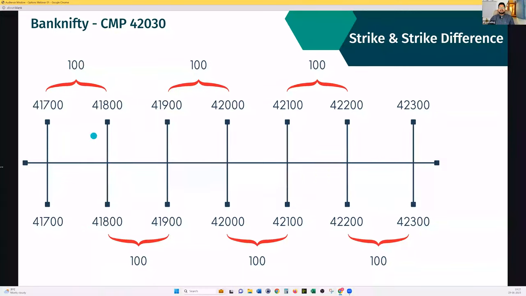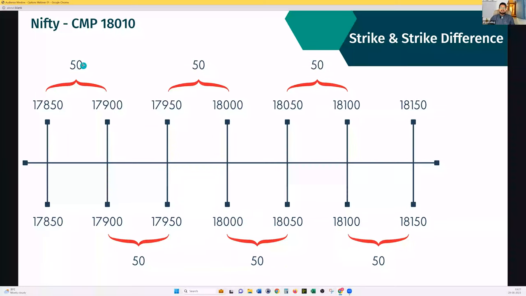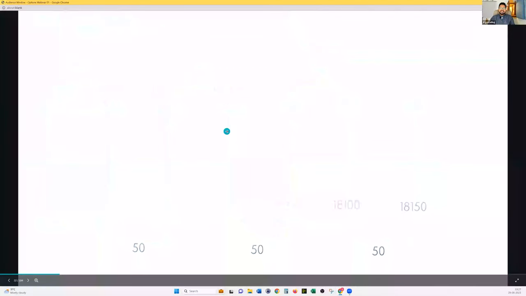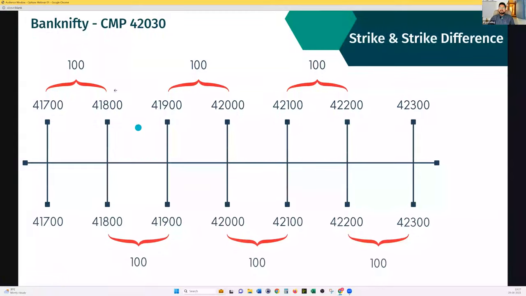Just notice one thing: for Nifty, if the strike difference is 50, you can see the equal interval between two strikes. So you can see 50 points difference over here, 50 points difference over here. The strike difference is common for all the strikes. But for different underlying, the strike difference will be different.